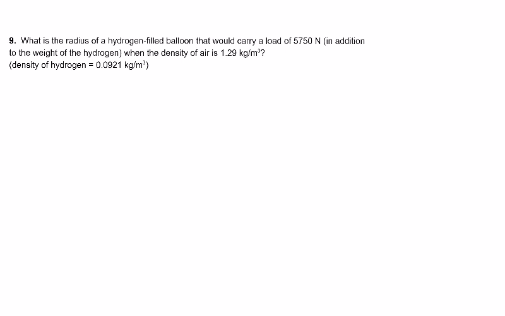Okay, so this one's a little bit different than our polar bear, but it has some of the same basic idea. So it says, what's the radius of a hydrogen-filled balloon that would carry a load of 5,750 newtons, in addition to the weight of the hydrogen, when the density of air is 1.29 kilograms per cubic meter and the density of hydrogen is 0.0921.